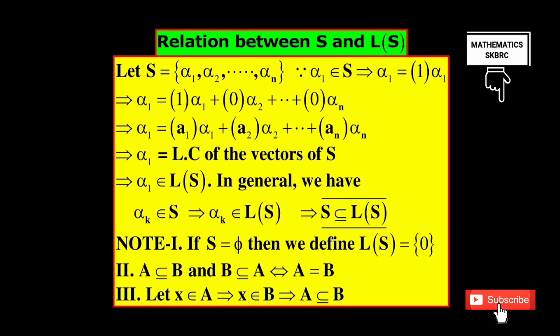For proving A is equal to B, we show A is a subset of B and B is a subset of A. For proving A is a subset of B, we take x belongs to A, then we find the same element x belongs to B. Then we write A is a subset of B.